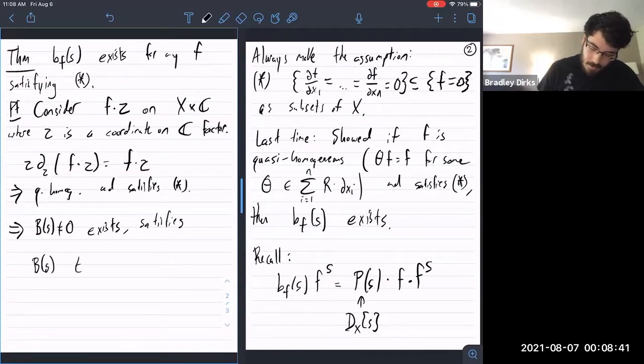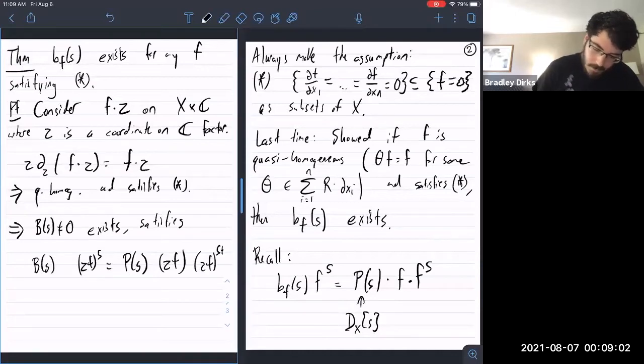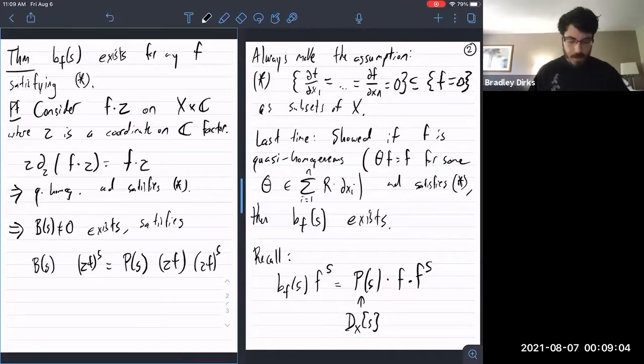b(s) times z f to the s equals some operator P(s) times z f to the s. Really I should put those all in parentheses, but it's going to be harmless to take them out. But the nice thing about these differential operators, when you look at a product like this, is that everything involving z and dz is kind of on its own.